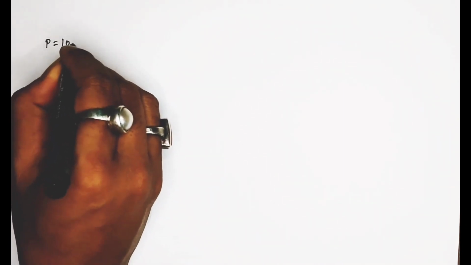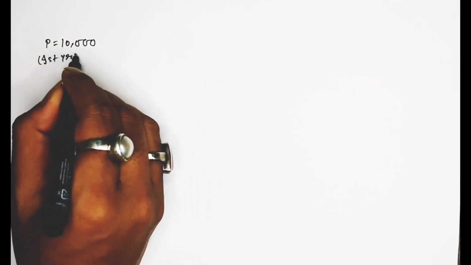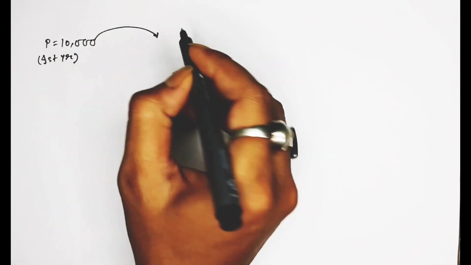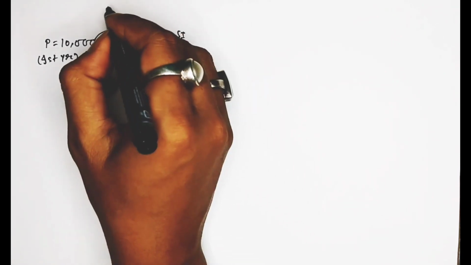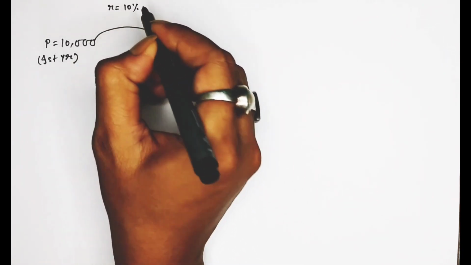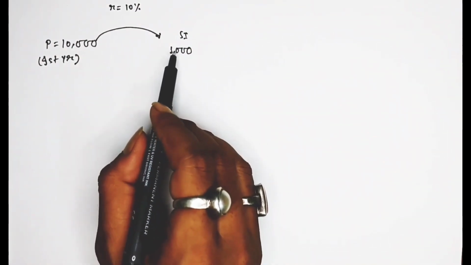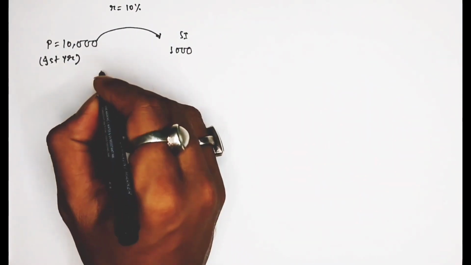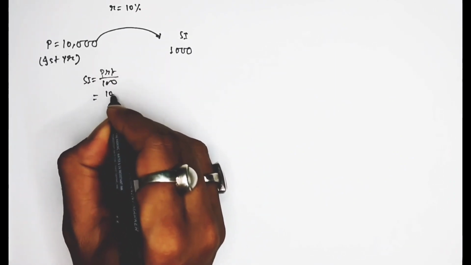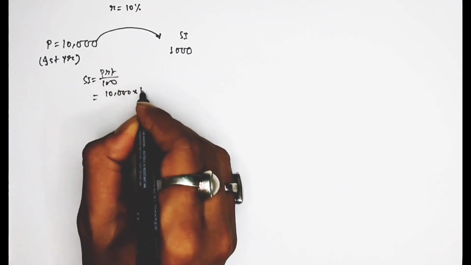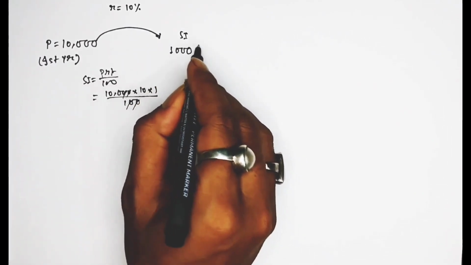P equals to 10,000 for the first year, and we get the value of SI as 1000 rupees, as R equals to 10% per annum. How can we get the value of 1000 rupees as SI? As we already discussed in this video, PRT by 100 as SI. P equals to 10,000 into R 10% into 1 divided by 100, and we get the value 1000 rupees as SI.